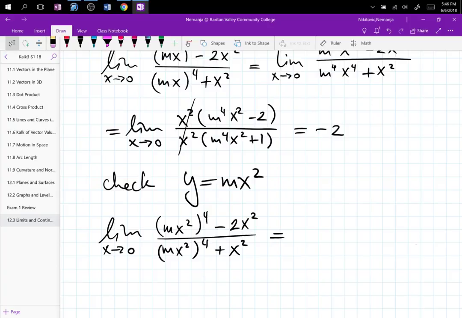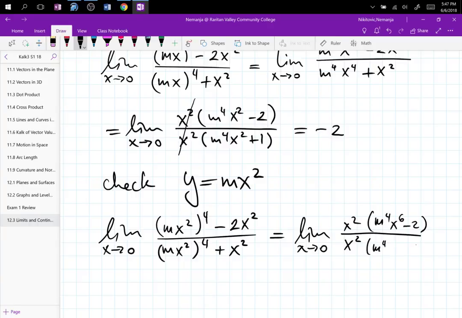So now, as I square everything, the only thing again that I will be able to kick out is x squared, on top and the bottom. Now what's left on top? We have m to the 4th, x to the 6th, because 2 times 4 is 8, and I took 2 out, so 6 is left, minus 2. And on the bottom I have m to the 4th, again 8 minus 2 is 6, so x to the 6 plus 1. As x goes to 0, what do we get? We get -2 again. We tried infinitely many polynomials, of the first order and the second order, they're all screaming -2.